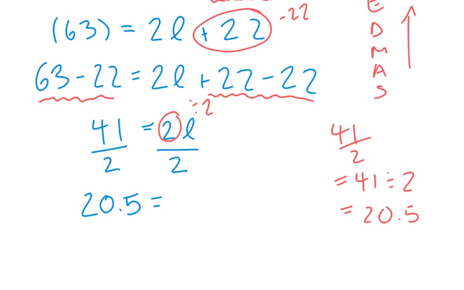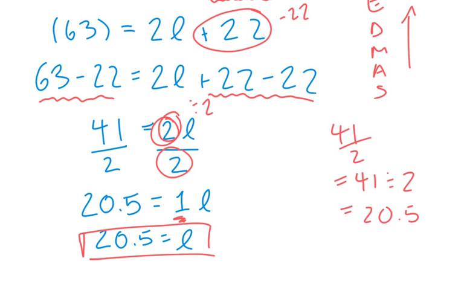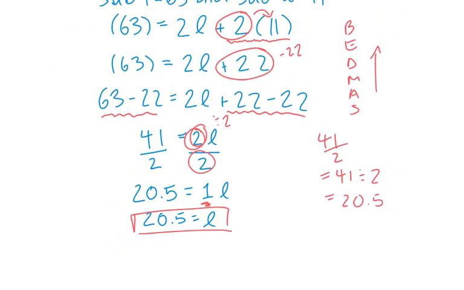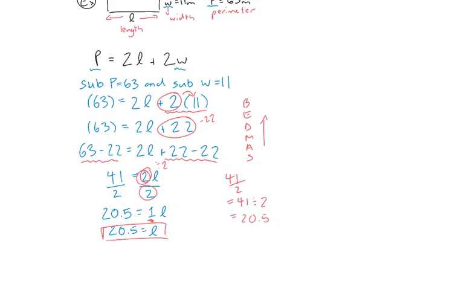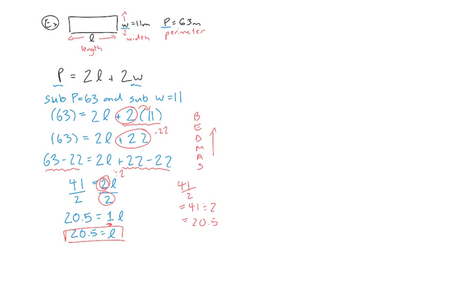Remember, we have positive 2 divided by positive 2, which is going to be equal to positive 1. That variable L stays exactly the same. However, if you recall, anything multiplied by positive 1 stays the same. Therefore, we don't need to write in that positive 1, and we can just write L. So our length actually is 20.5. I'm going to summarize this with a concluding statement.